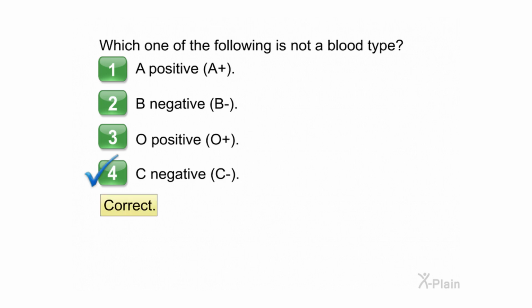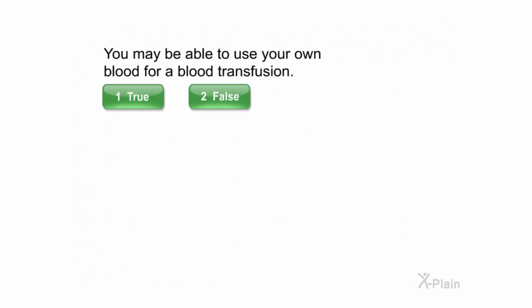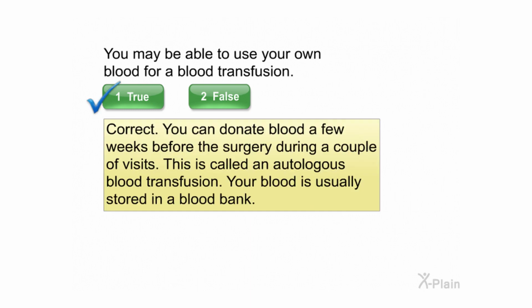Correct. You may be able to use your own blood for a blood transfusion. Select true or false. Correct. You can donate blood a few weeks before the surgery during a couple of visits. This is called an autologous blood transfusion. Your blood is usually stored in a blood bank.